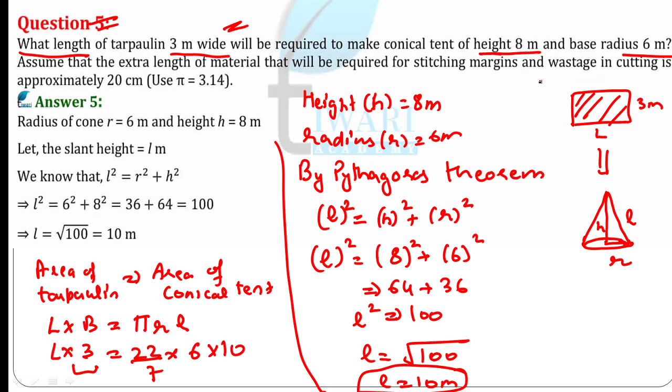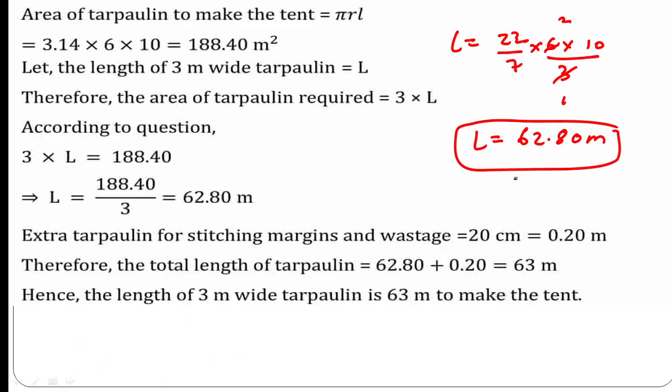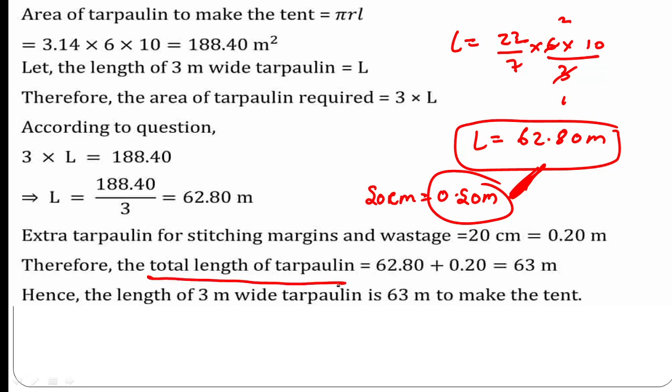Now the next part: 20 centimeter of tarpaulin is wasted. This is extra length of material that is required for stitching margins. So this extra margin wastage in cutting is 20 centimeters, which is equal to 0.20 meter. You will add both terms, so the total length of tarpaulin used is 62.80 plus this wastage, so the total length used is 63 meter. That is your required answer.